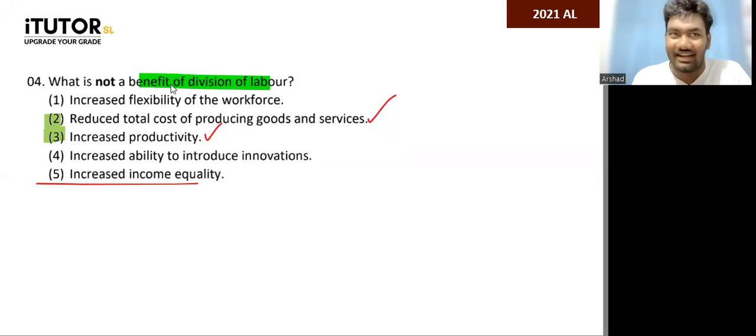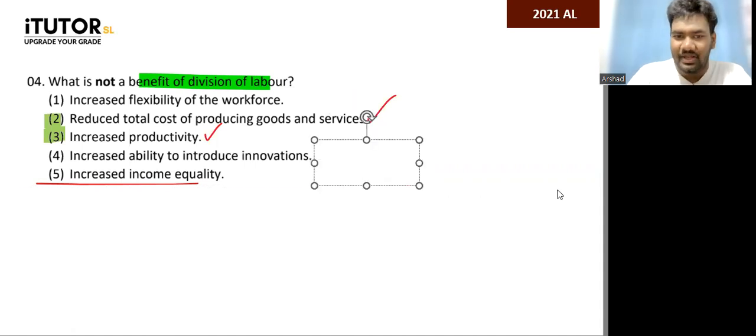So now let's think. These are things where the examiner thinks in a different way. So let me try to cut off the other two answers. Let me tell you maybe why not 1 and 4 then. So increased ability to introduce innovation. Okay. We can argue this in different ways. I'll just think of it now. I'm not saying that this is the only way that you can argue. You can argue this in different ways.